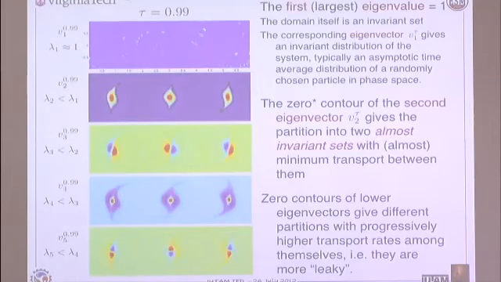You actually have to play with that value a little bit. And the zero contour separates the domain into almost invariant regions. In this case, we have two almost invariant regions: the one region that corresponds to these three red areas, and then its complement.